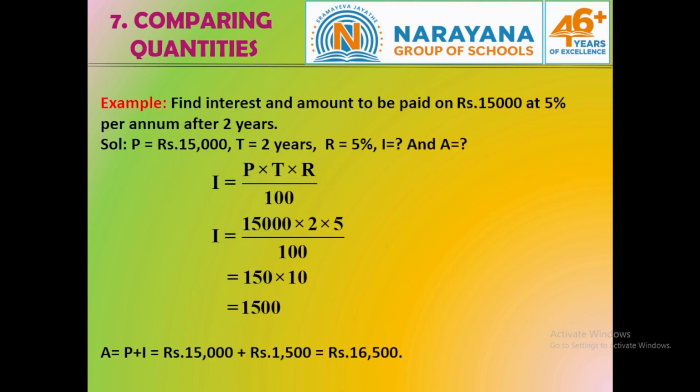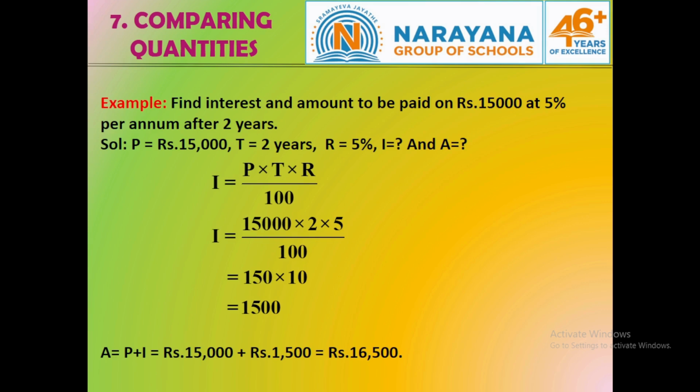Now let us take an example. Find interest and amount to be paid on rupees 15,000 at 5% per annum after 2 years. Here we need to identify what values are given. That 15,000 is the principal, P. That 5% is the rate of interest, R. And 2 years is the time period, T is equal to 2. And what is I? We know the formula I is equal to PTR by 100. By substituting the values of P, T, R, we'll get interest is 1500.